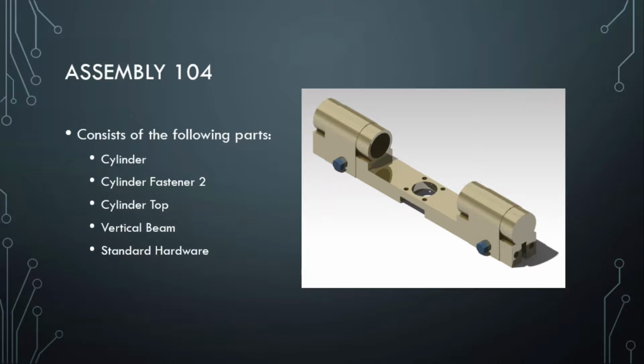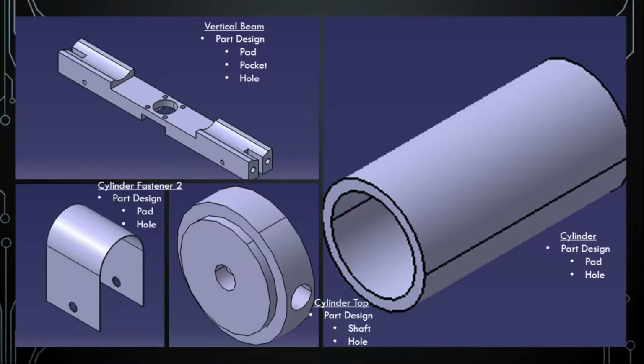Moving on to assembly number 104, you can see this is very similar to Chris's part, assembly number 103. It contains the following parts: the cylinder fastener 2, the cylinder top, the vertical beam, and standard hardware. The vertical beam was created using a pad, pocket, and hole. The cylinder fastener 2 was created using a pad and a hole. Cylinder top was created using a shaft and a hole, and the cylinder was created using a pad and a hole.